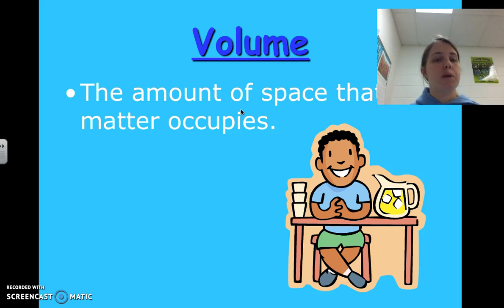Volume is just the amount of space that matter occupies. Remember that if we're doing a regular solid, it's just length times width times height. And if we're doing an irregular solid, we do it by displacement, where we fill up our graduated cylinder with a known amount of water.